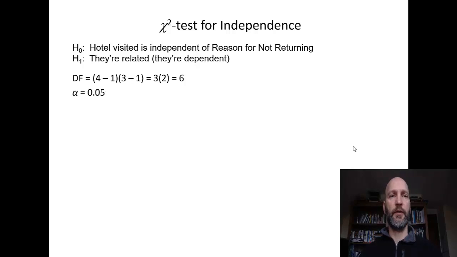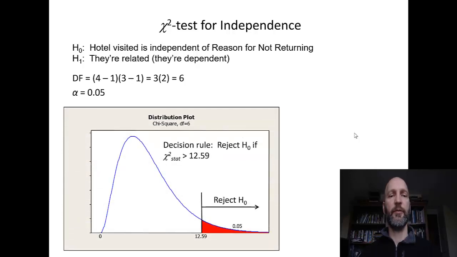By way of reminder, the null hypothesis is that the hotel visited is independent of the reason for not returning. Our degrees of freedom are 6, and we have an alpha level of 5%. So doing a hypothesis test and using this information says we need a critical value. We can look to Minitab or could use Excel for this.